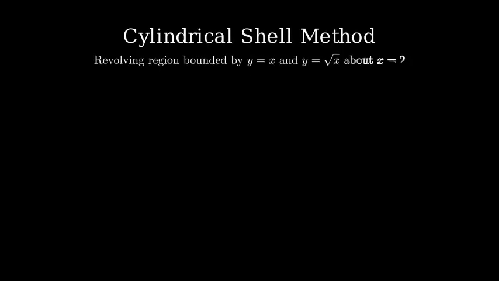Welcome to Math GPT. Today we'll learn how to find the volume of a solid generated by revolving a region bounded by y equals x and y equals square root of x about the line x equals 2 using the cylindrical shell method. Let's start by graphing our region.